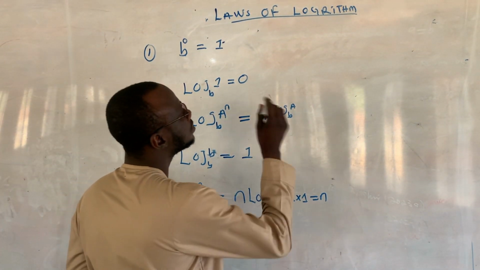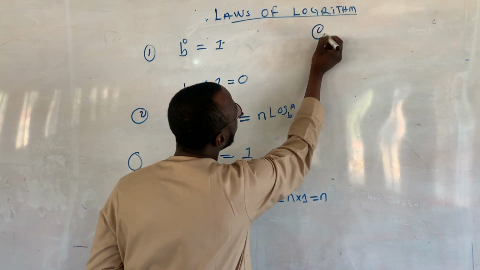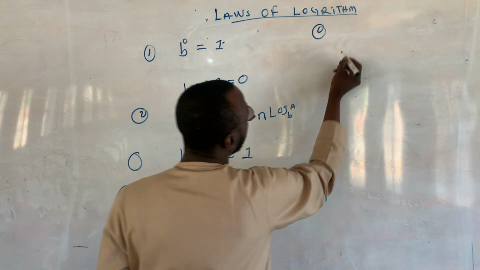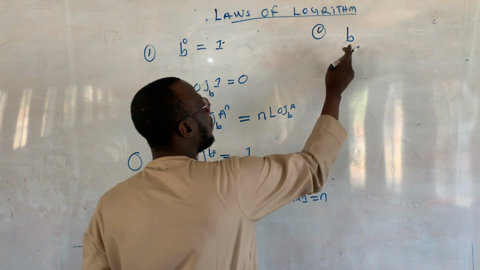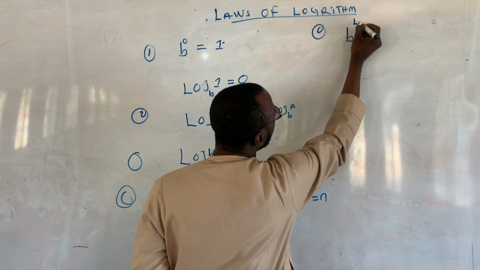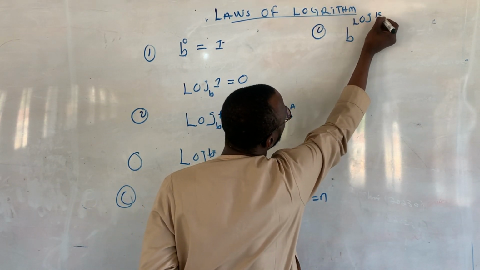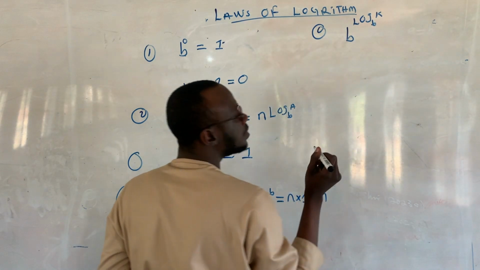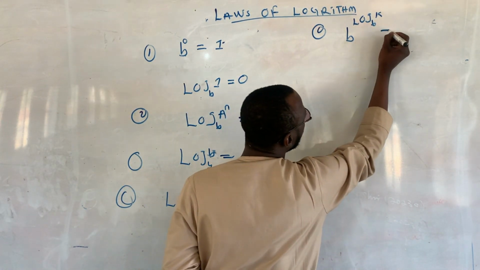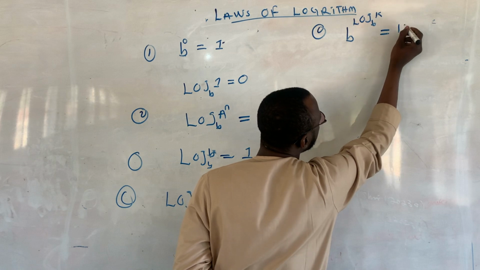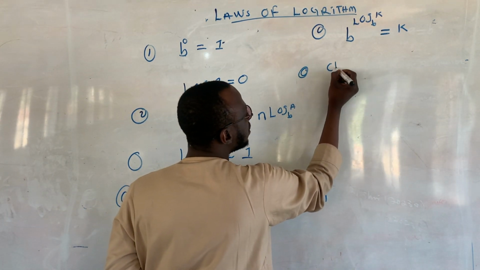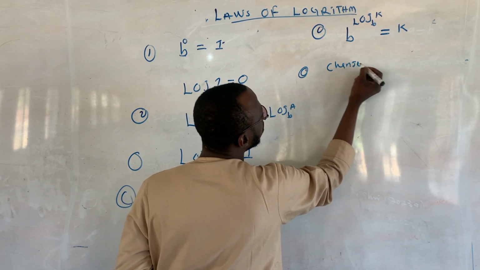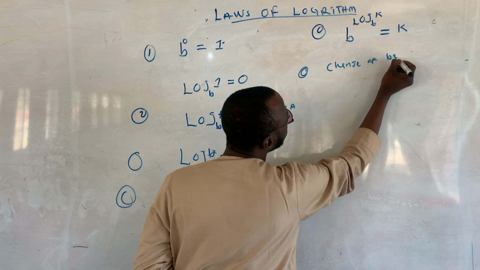Another one: here we have B to the power of log k base B, which is equivalent to just k. Then we have the final one, the change of base rule.